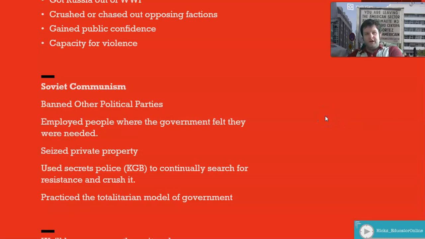Ultimately, if we're looking at communism, it is a utopian economic political model, if we're going back up to Marx.